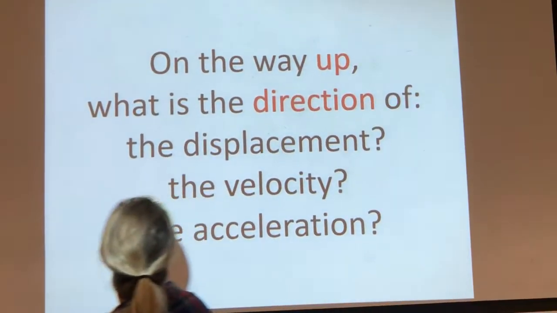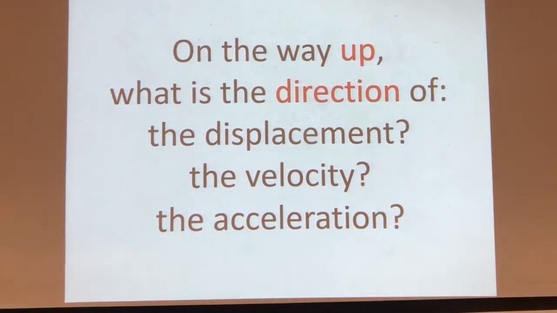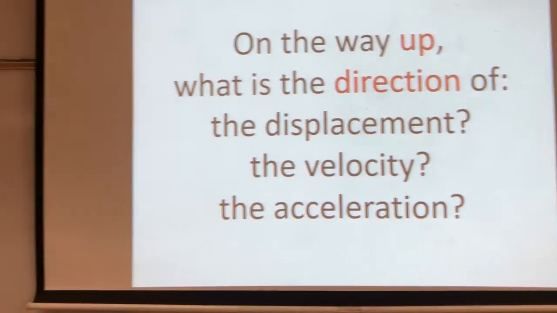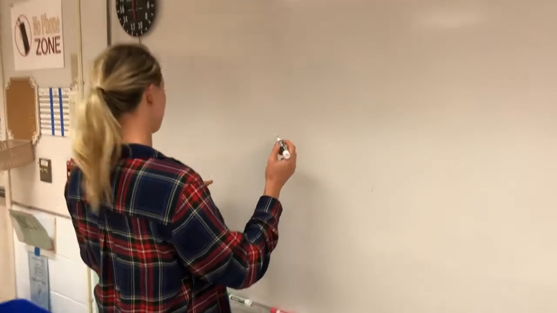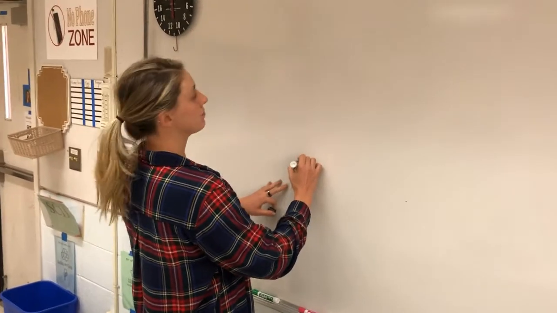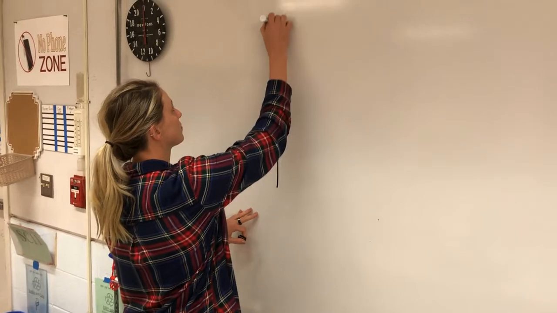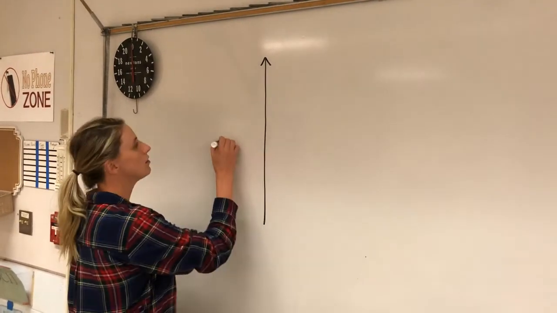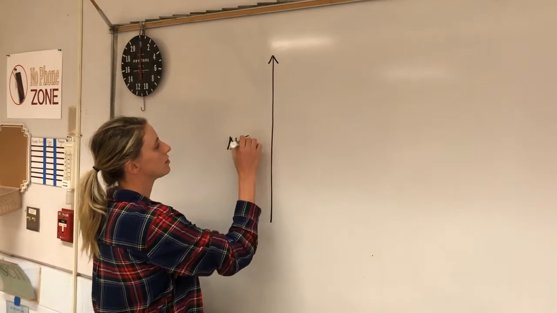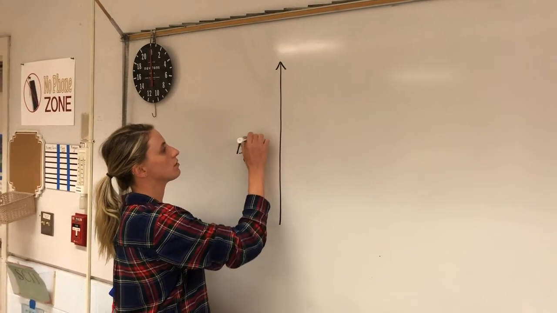All right, so my question for you guys. On the way up, what is the direction of the displacement, velocity, and acceleration? Let's draw a diagram. Draw this with me, please. On the way up, what is the direction of the displacement? Well, delta y is going to be positive.